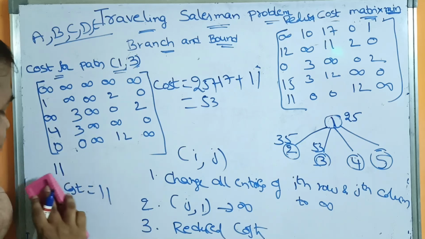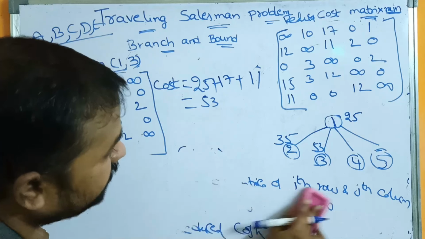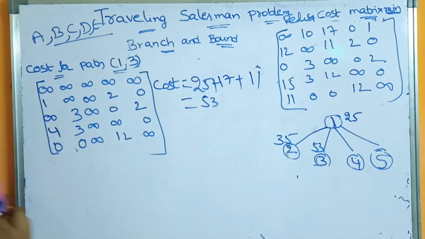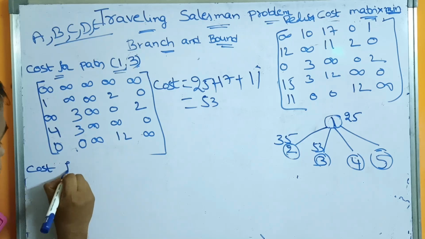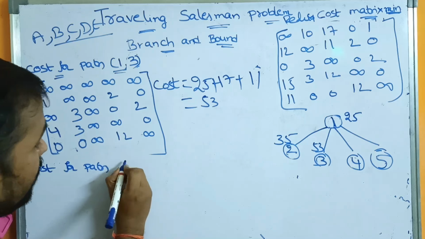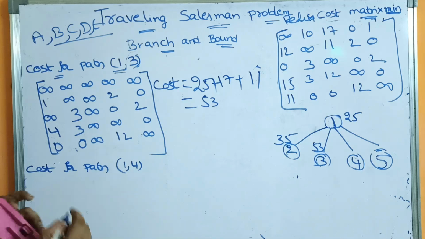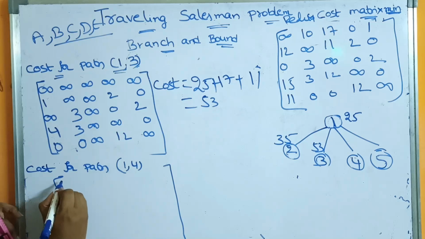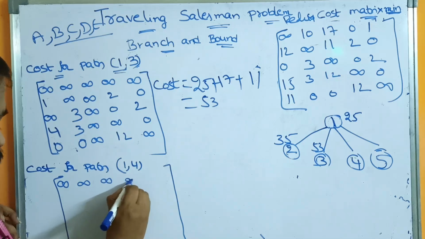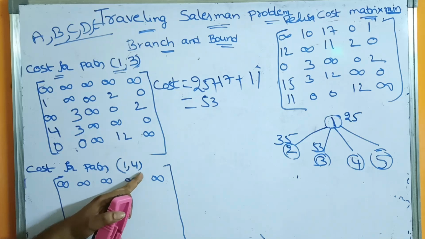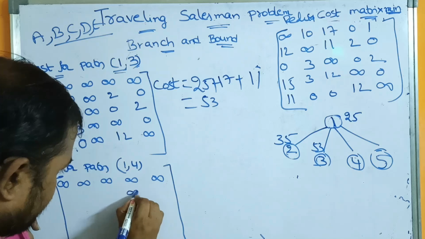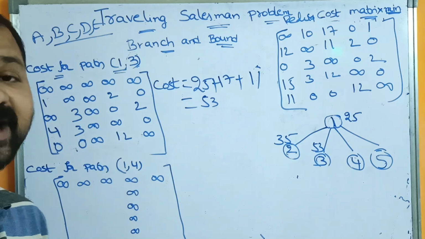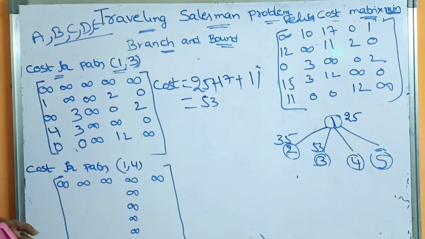Okay. So likewise, let us find out the cost for 1 to 4 and 1 to 5 also. Let us find out the cost for path 1 comma 4. So we have to change all the entries of first row and fourth column to infinity. Next we have to change j comma 1 to infinity. Here j means 4. So 4 comma 1 to infinity.